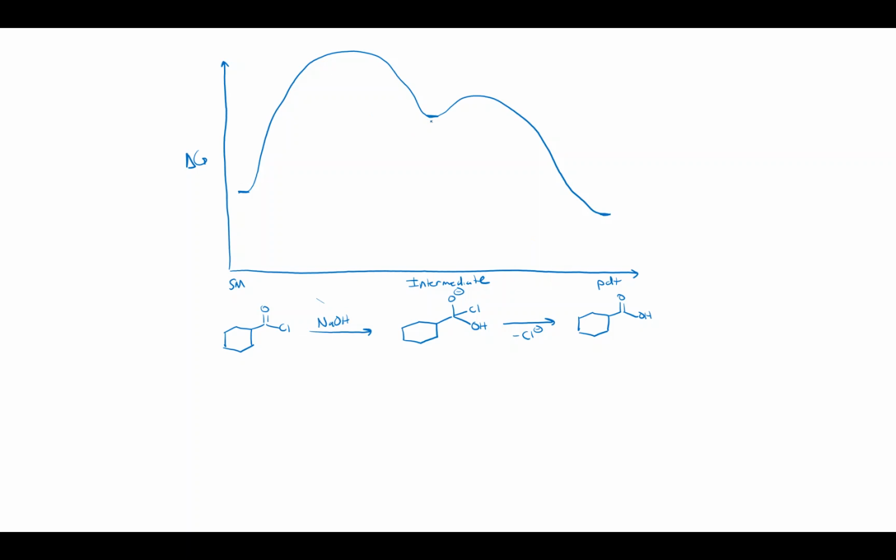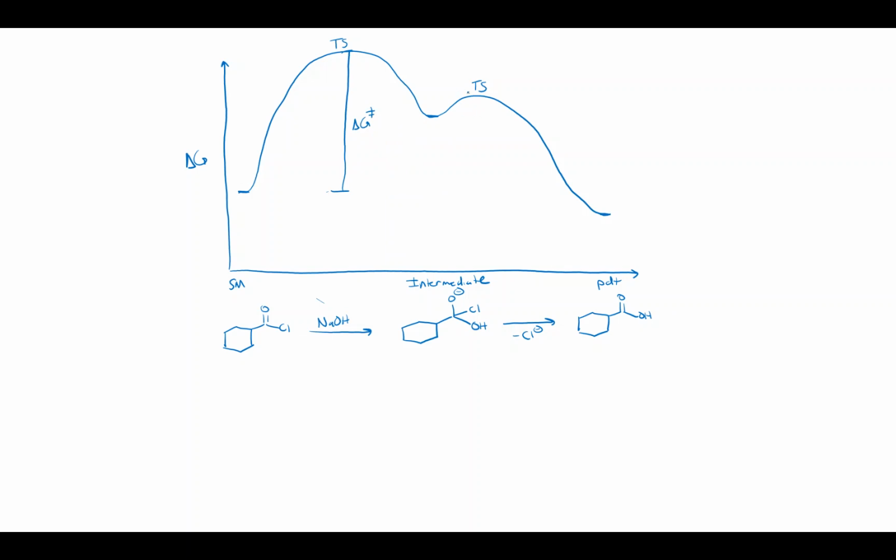So now we have our intermediate here, but we've also created two transition states. We have a transition state for this first step. As the NaOH approaches the carbonyl, we create a transition state. This has an activation barrier. Going from starting material up to the transition state, this is our delta G double dagger for that step. It's a pretty big one.